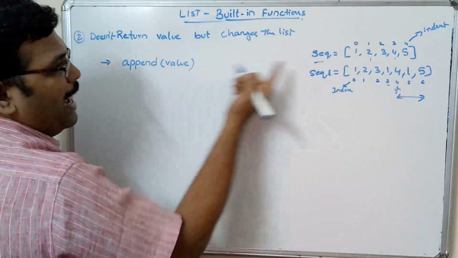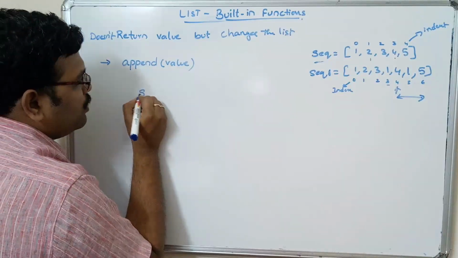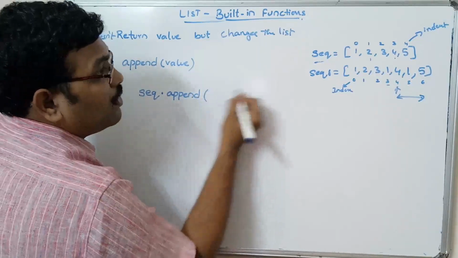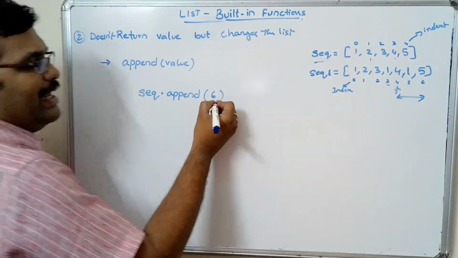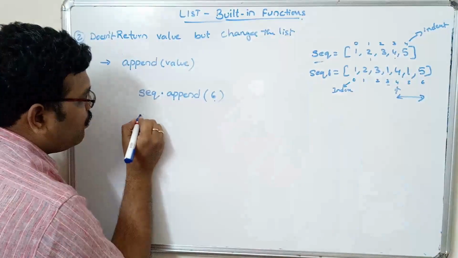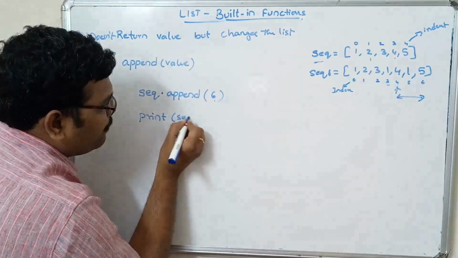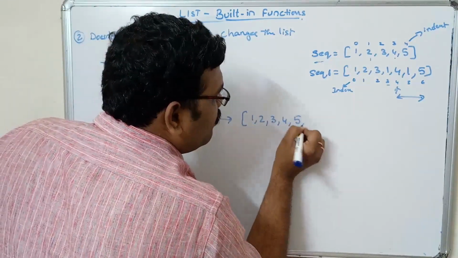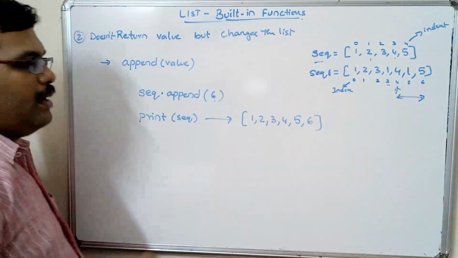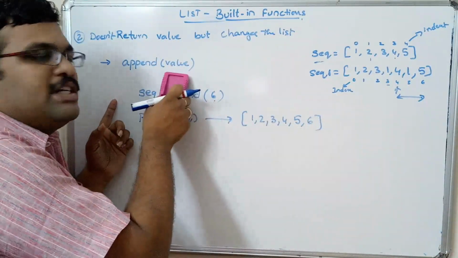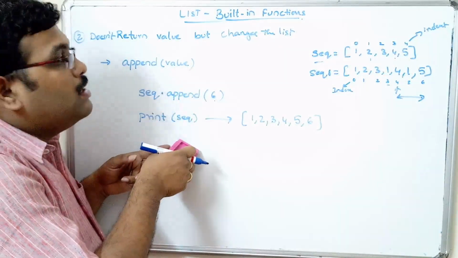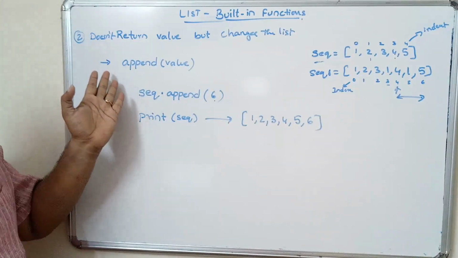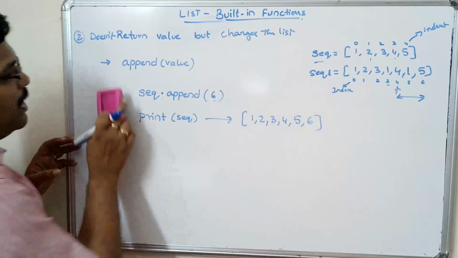So if we want to add some value in here, list name dot append of 6. So here the 6 will be appended. So if you print that sequence, obviously it will print 1, 2, 3, 4, 5 and 6. Right? Hope you understood. This function doesn't return any value but it changes the list. Right? So this is the first thing, which we have already seen in the previous session. Next, similarly, extend.